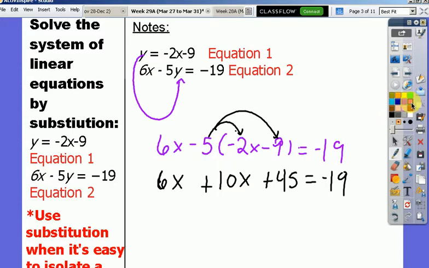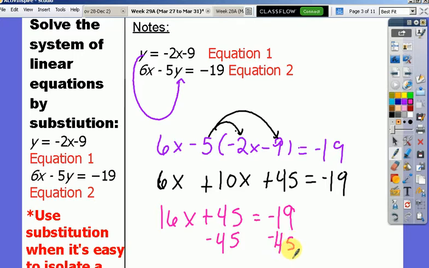Okay. Don't talk. Pay attention. 6x and 10x make 16x plus 45 equals negative 19. Subtract 45. Yeah, subtract 45. Oh, I was talking about the page. So now you're going to subtract 45, and you get 16x equals negative 64, yes?